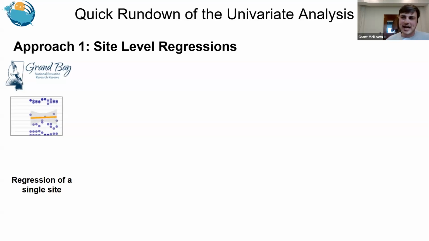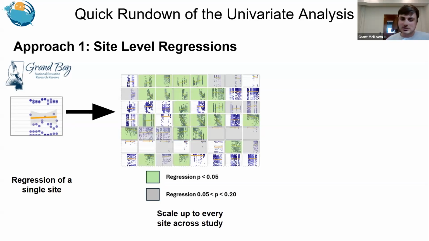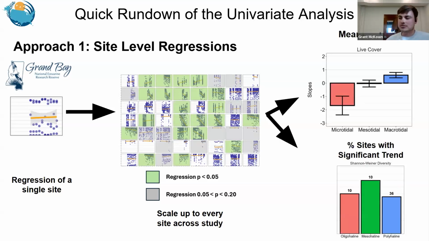For example, this is one site at Grand Bay. We then would scale that up to all 56 sites across our study. And then with these calculated trends, we could take the average and the standard error of our slopes of live cover for certain site characteristics. So for example, this top graph shows the average slope for different tidal ranges. Or we could do what Chris showed earlier and calculate the number of sites with a significant trend, like I did with Shannon Wiener diversity in the salinity regime.